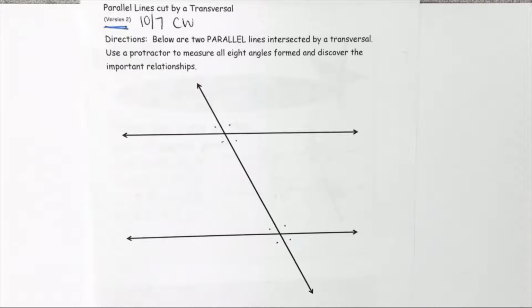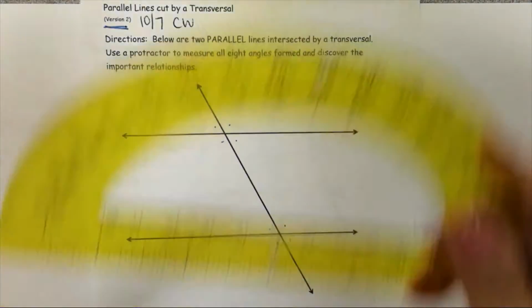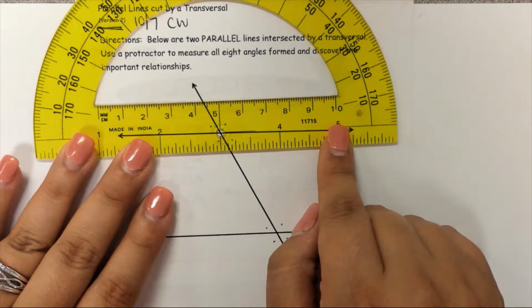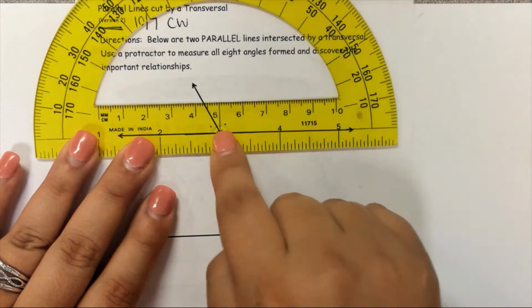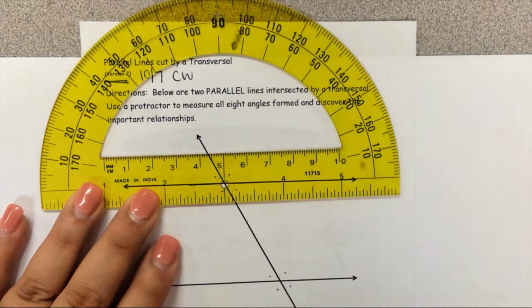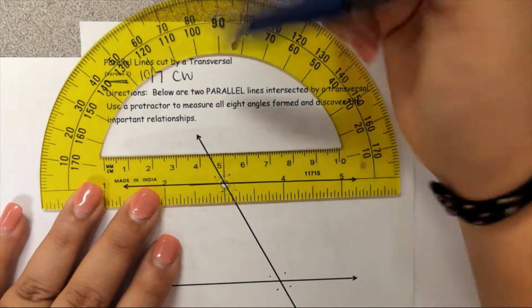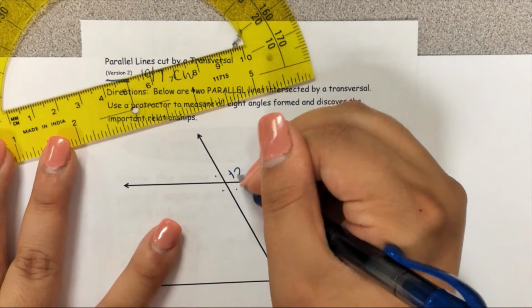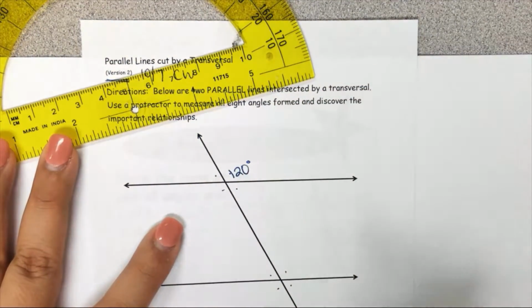Alright, again, there are 2 versions of this, so I'm going to give you the answers to version 2. If I take my protractor, make sure it's on 0. And this angle right here is obtuse, so it goes to about, if I were to extend this, about 120. So this angle is 120 degrees.